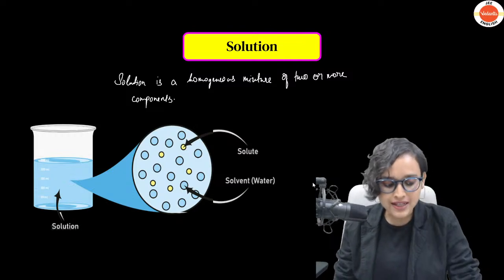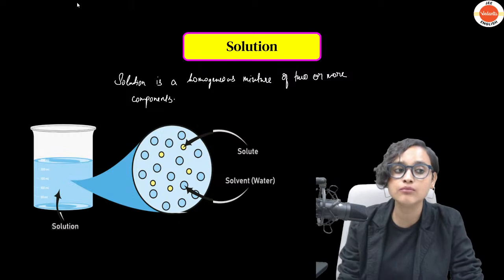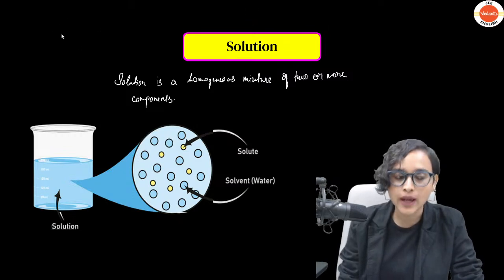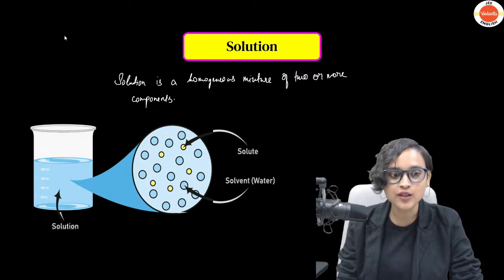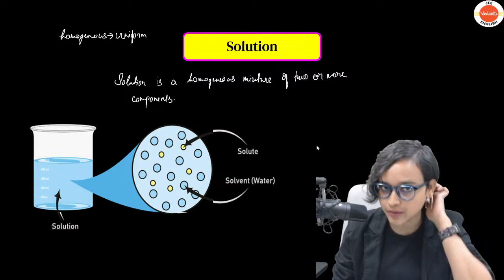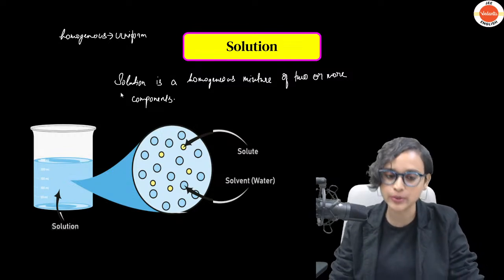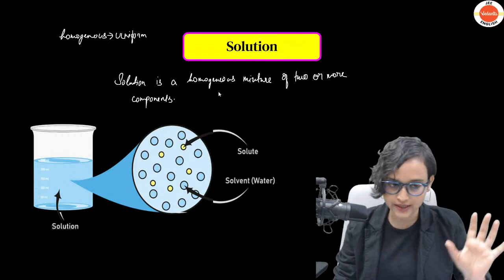Now you might ask me, ma'am, homogeneous is written here. What do we mean by homogeneous? Well, everybody, you know that homogeneous, as I already explained to you, means uniform. It means throughout the solution it's going to be the same. So solution is a homogeneous mixture of two or more components, right?